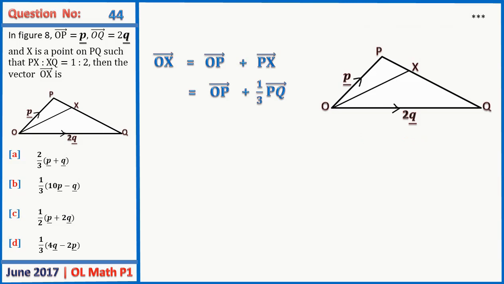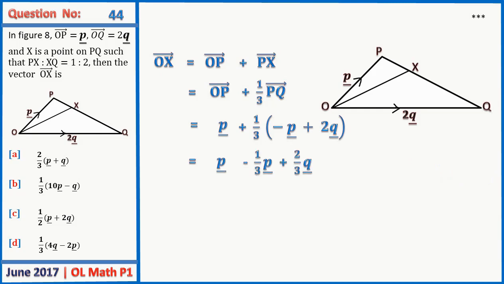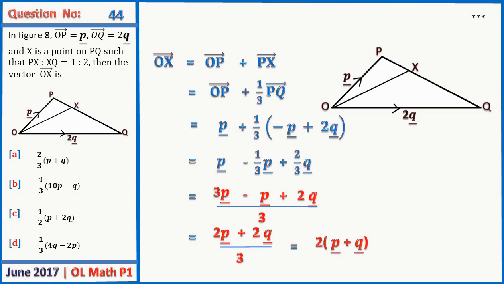So this gives us P plus 1/3, but PQ is, to move from P to Q, you have to move from P to O, that is minus P plus 2Q. So it's 1/3 of minus P plus 2Q. When you simplify, we'll have P minus 1/3 P plus 2/3 Q. Looking for the LCM, which is 3, 3 times P, 3P minus P plus 2Q. So we simplify, we'll have (2P plus 2Q) on 3, which is the same as 2 over 3 into (P plus Q). The key is A.